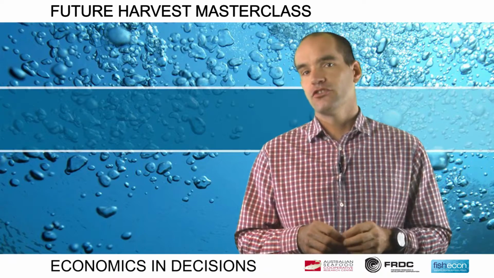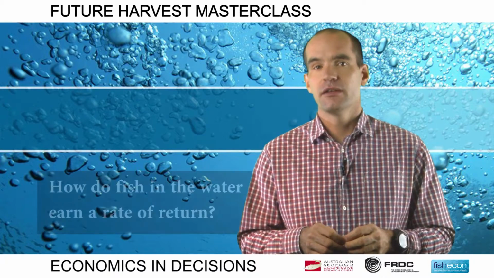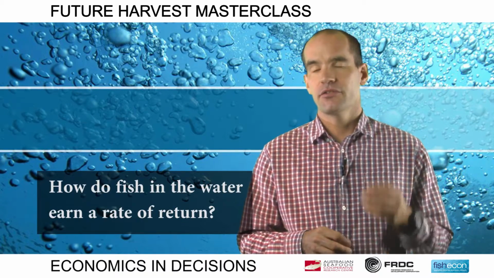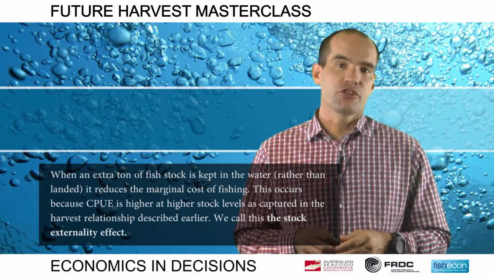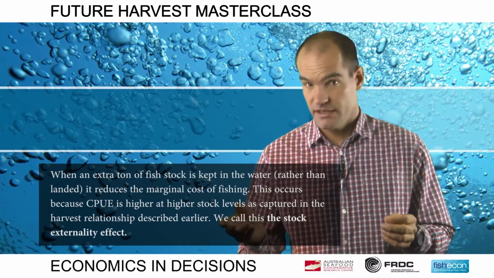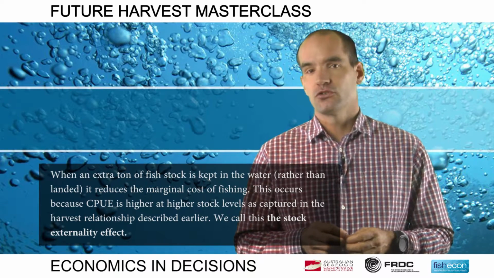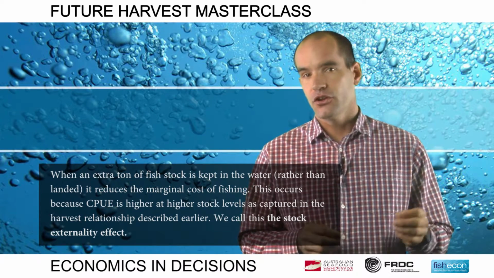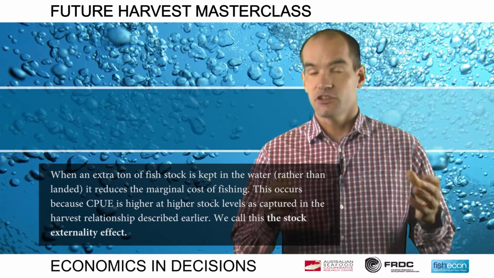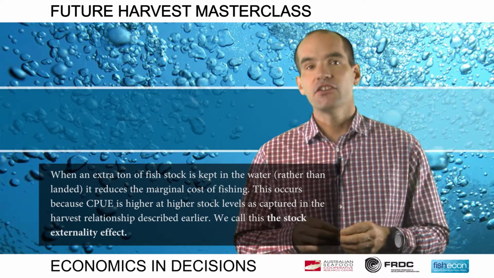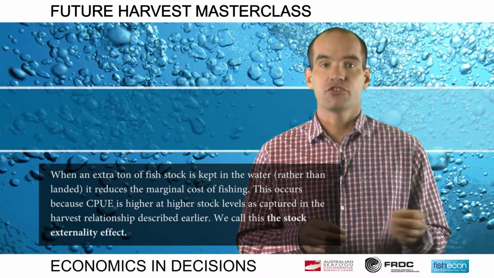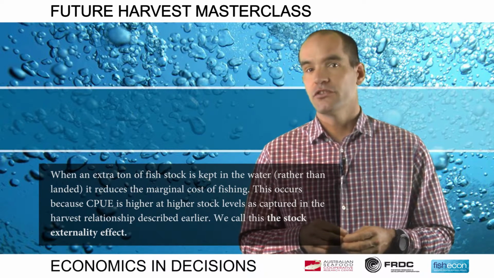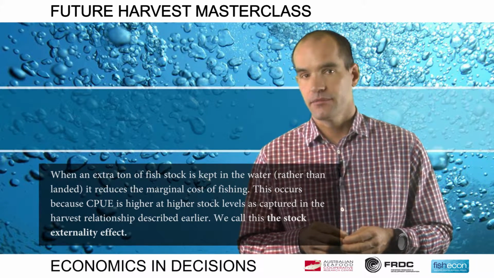The idea of fish in the water earning a rate of return may need further explanation, and there are 3 ways that this may happen. When an extra tonne of fish stock is kept in the water, rather than landed, it reduces the marginal cost of fishing. This occurs because the catch rate, or catch per unit effort, CPUE, is higher at higher stock levels, as captured in the harvest relationship described earlier. We call this the stock externality effect.